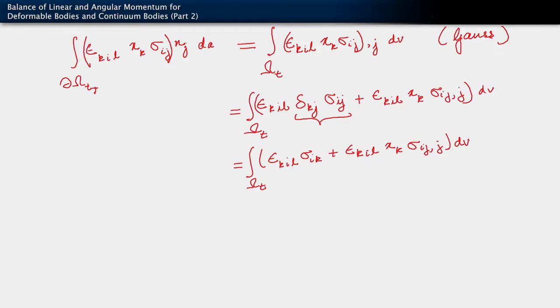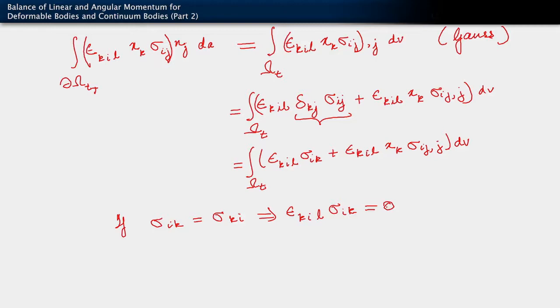All right. Now, here's what happens. If the stress is symmetric, that is, if sigma ik equals sigma ki, what it implies is epsilon kil sigma ik equals 0. Why might this be? What I'm saying is that if sigma is a symmetric tensor, then its contraction with the permutation symbol is 0.